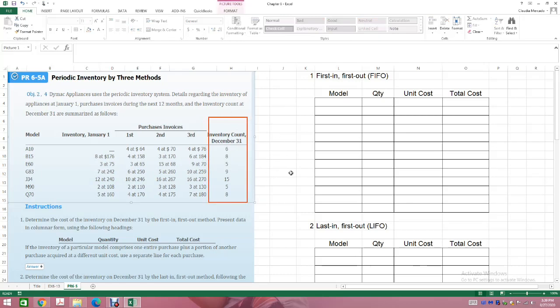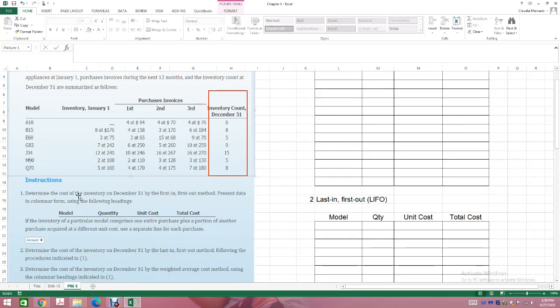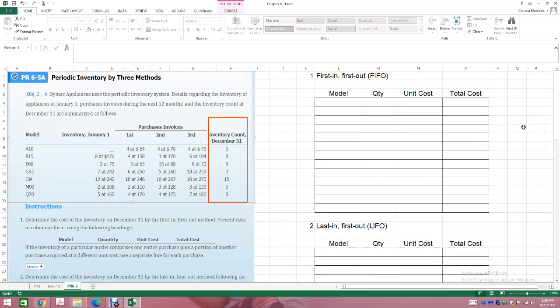Okay, so instructions. The first requirement: determine the cost of the inventory on December 31st by the first in, first out method. Present data in column 4 using the following headings: model, quantity, unit cost, total cost. So I've already done that up here.